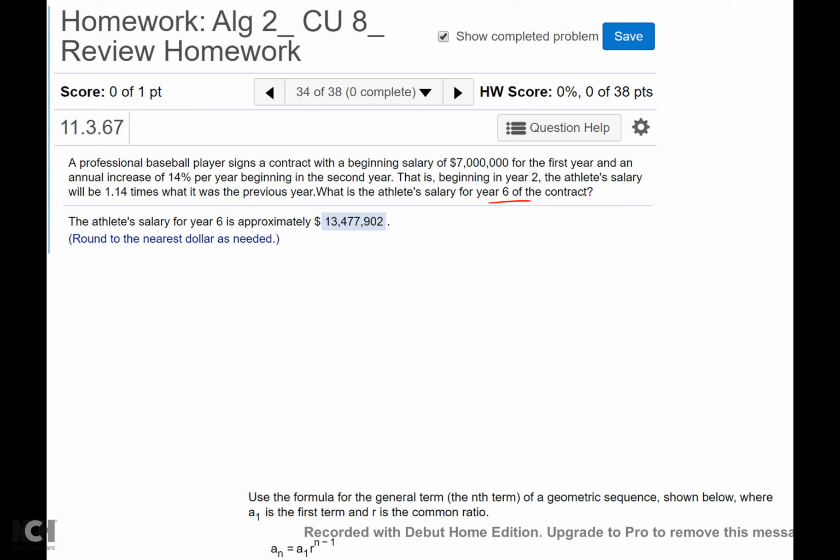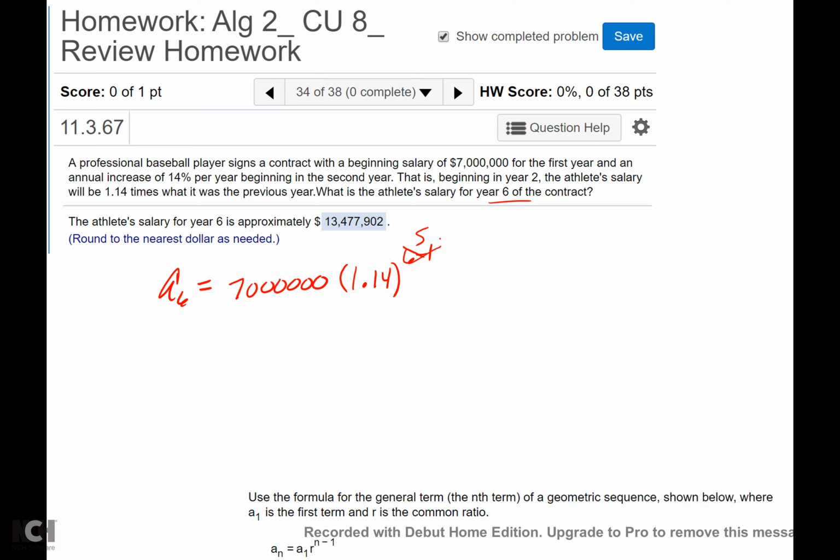Again, we're finding a specific term. So I want the 6th term, which is going to be the first term, which is 7 million. 2, 3, 4, 5, 6. My common ratio is going to be 1.14 to the 6 minus 1. So that's going to be 1.14 to the 5th.